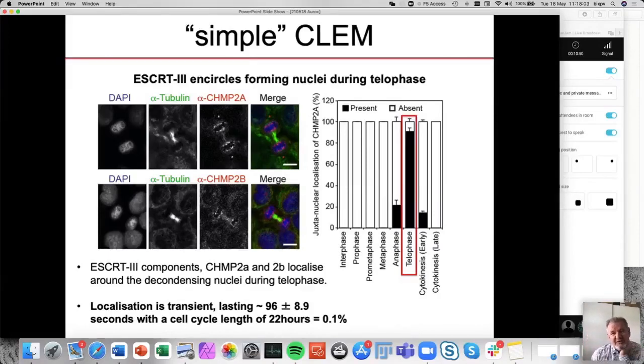And those red dots are the ESCRT-III complex, and that is present for those 90 seconds when the nuclear membranes are reforming, and that is on a cell cycle length of about 22 hours. So that's about 0.1% of the time in the cell cycle of a cell that the complex is present at that specific location. That is less than 1 in 1,000 cells.